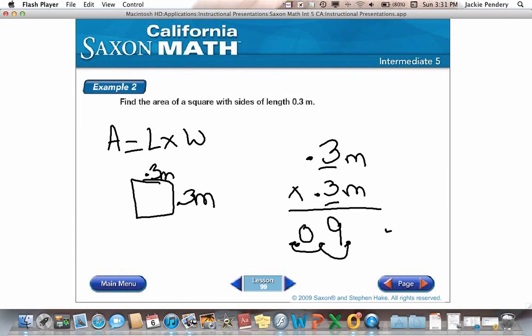So my answer then is 0.09. But because this is area, I have to go back to my problem. Go back to the original problem if you need to. I'm multiplying meters. So I have to put in my meters, and because it's area, we always square area. So the area of that square is 0.09 meters squared.